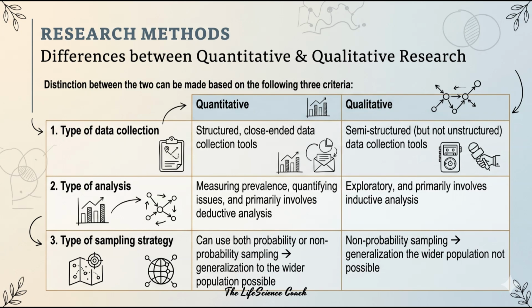Quantitative research can use both probability and non-probability sampling methods, allowing researchers to generalize findings to a larger population. However, qualitative research usually uses non-probability sampling, where smaller groups are selected intentionally, and therefore the findings may not always represent the entire population. In simple words, quantitative research answers questions using numbers and measurements, while qualitative research helps us understand human experiences and deeper meanings. Both methods are important, and researchers choose them depending on the objectives and needs of the study.